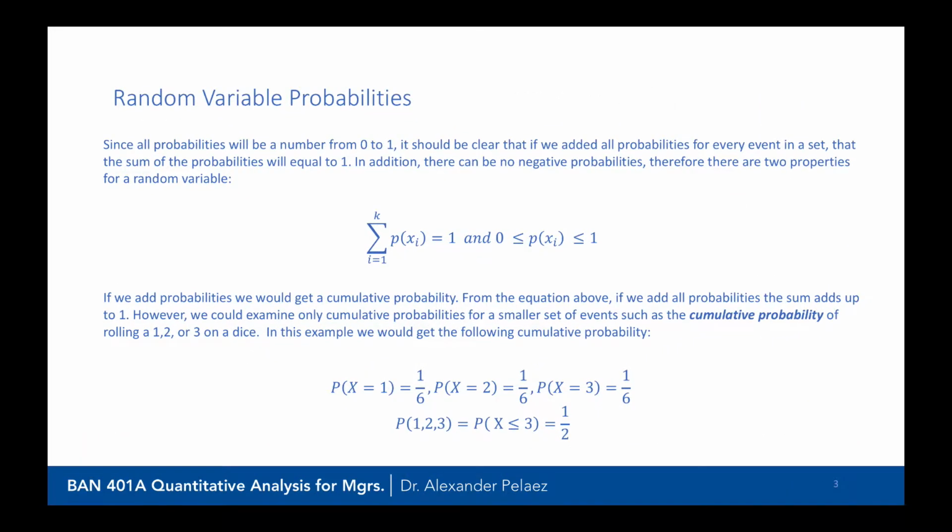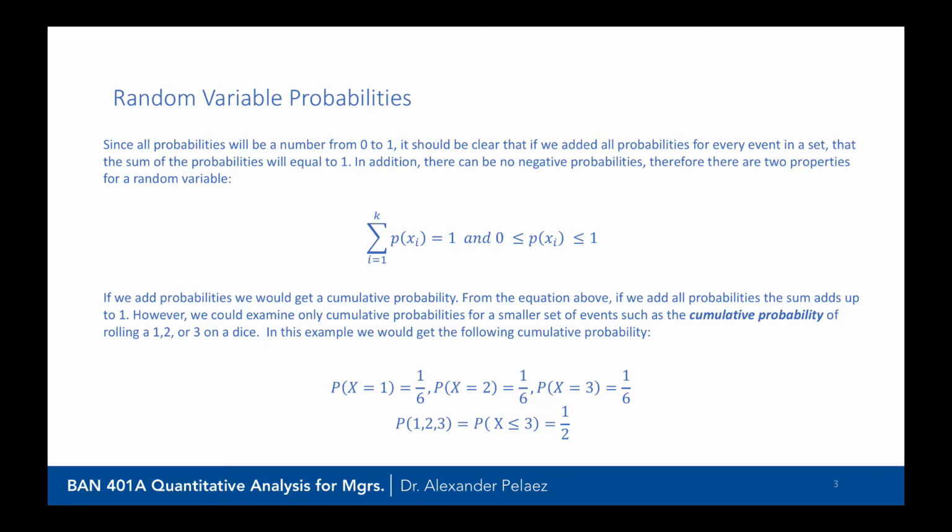Since all probabilities are a number from 0 to 1, it should be pretty clear that if we add all the probabilities for every event in a set, the sum of the probabilities will equal 1. In addition, there can be no negative probabilities. Negative probability wouldn't make any sense. Therefore, there are two properties for a random variable. Adding up all of the individual probabilities for every single event will equal 1, and all of the probabilities will lie between 0 and 1 inclusive.